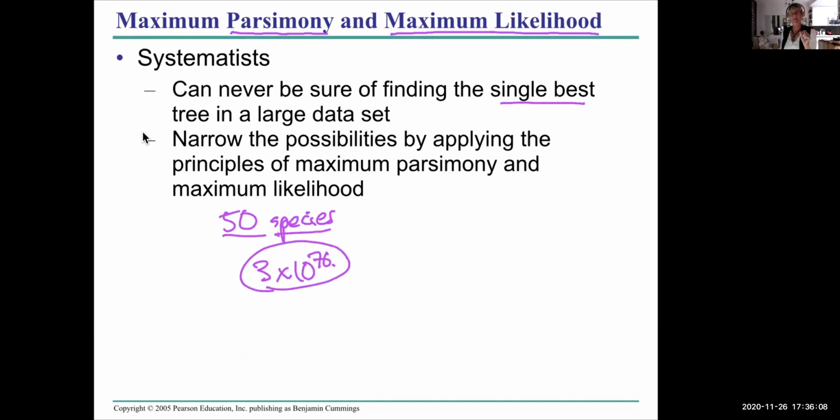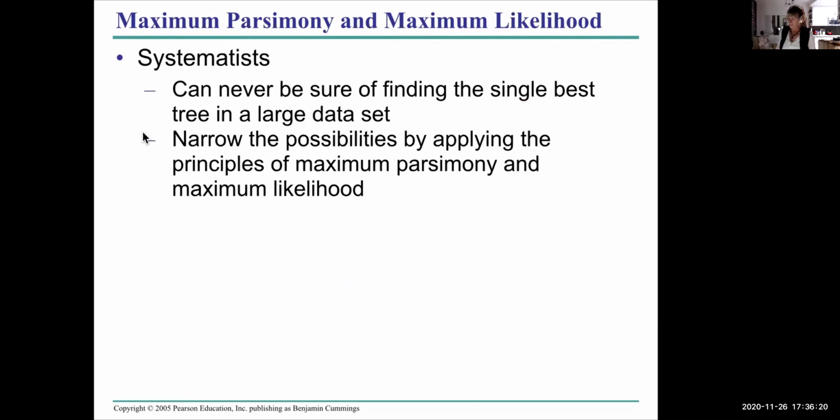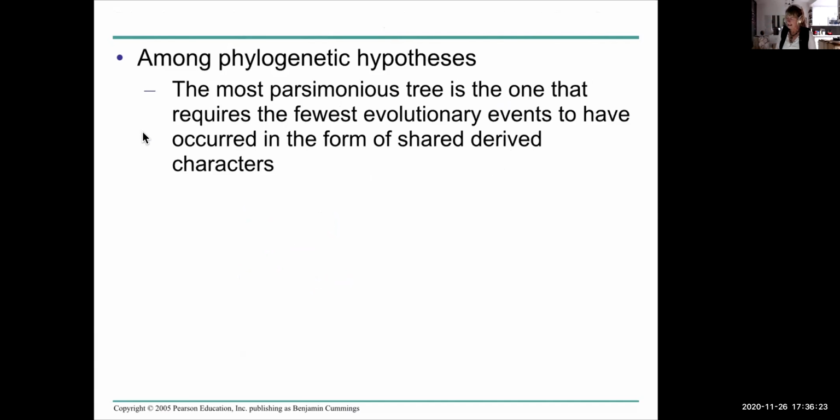So we'll put together, for example, the most similar looking organisms to be the most closely related. And organisms that don't look quite the same, that have some dissimilarities, we'll make them more distantly related. But the most parsimonious tree is the one that requires the fewest evolutionary events to have occurred in the form of shared derived characteristics. So where there haven't been changes, say, from limbs to fins and then back to limbs again.